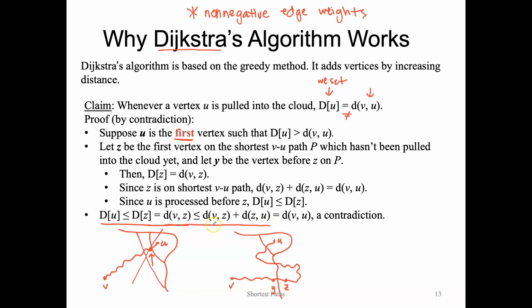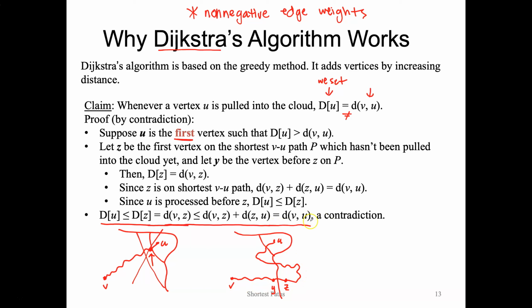And this sum is exactly equal to the distance from v to u, because we have here the distance from v to z plus the distance from z to u. Since z was on a shortest u to v path, then adding up these distances, we get exactly the distance from v to u, the length of that shortest path.